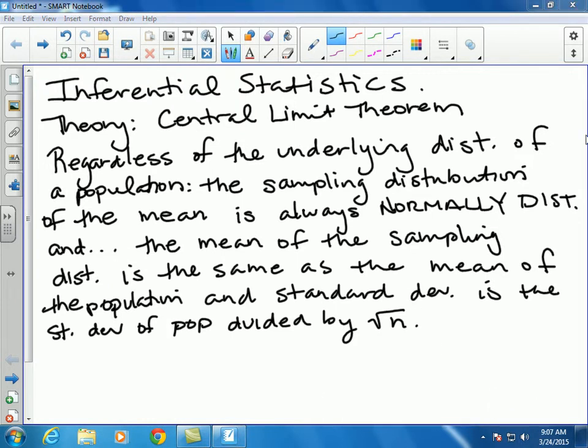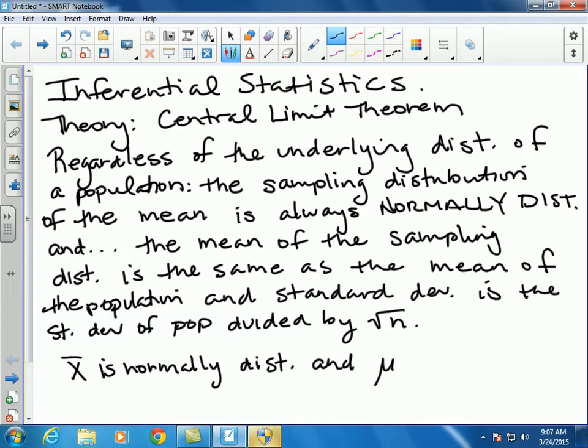What it says sort of in mathematical notation is that x bar is normally distributed, and the mean of x bar is the same as the mean of the population, and the standard deviation of x bar is equal to the standard deviation of the population divided by the square root of n. So we're going to use this fact a lot.